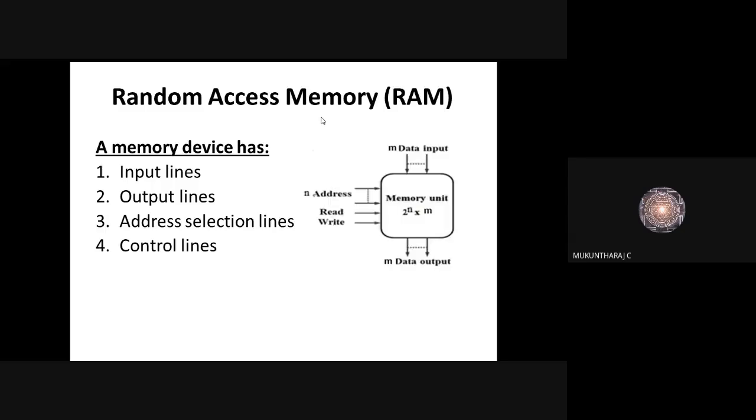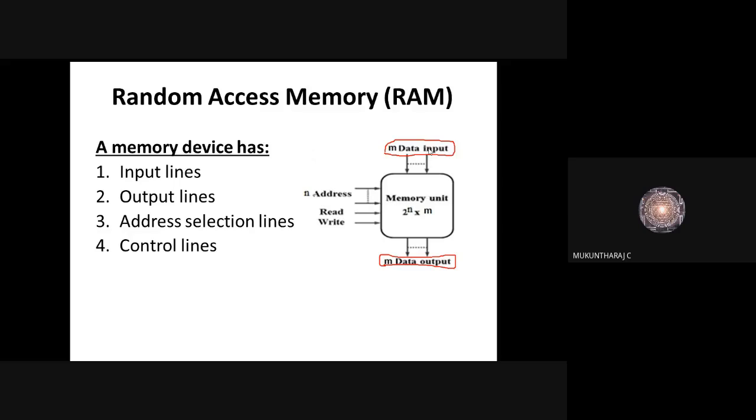This is the block diagram representation of a memory device. Here we have m number of input lines, so data input is m. Here m number of data inputs are applied to the memory. Similarly, m number of data outputs are taken from the memory.